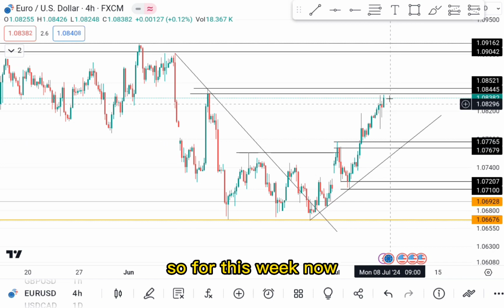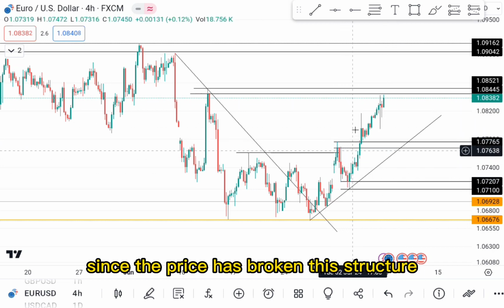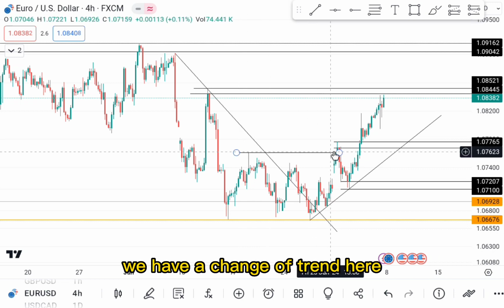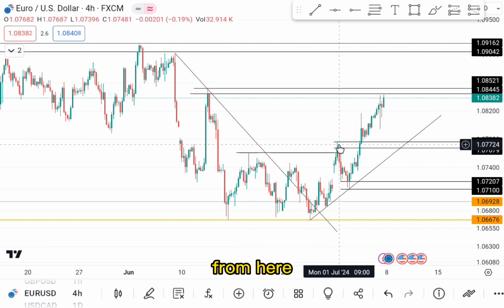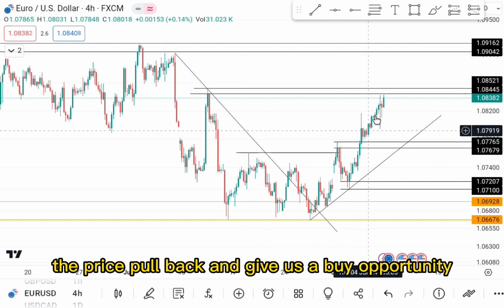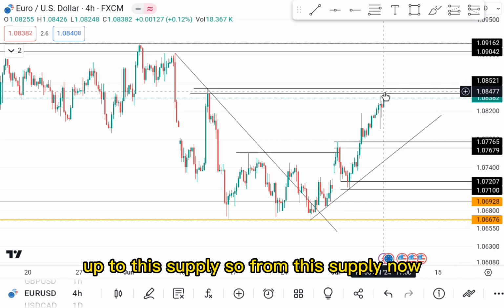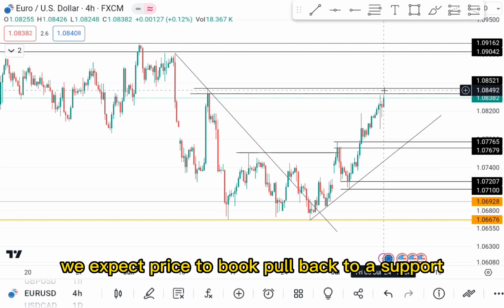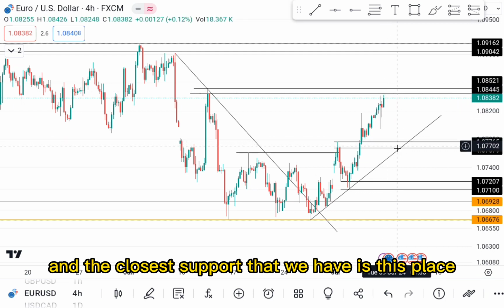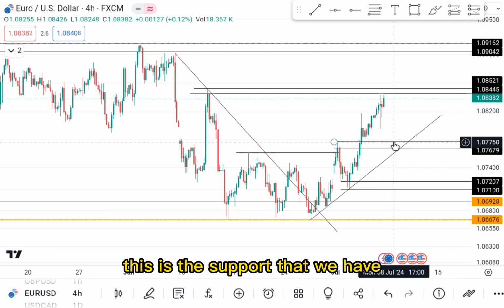So for this week now, since the price has broken this structure, we have a change of trend here. From here, the price pulled back and gave us a buy opportunity up to this supply. From this supply now, we expect price to pull back to a support, and the closest support that we have is this place. This is the support that we have.